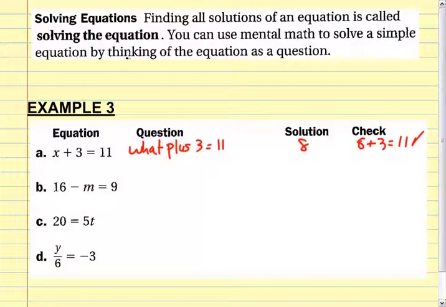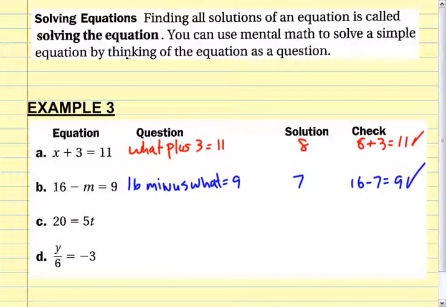Okay. Vivian, 16 minus x equals 9. How do I write that question? 16 minus what equals 9, Vivian? 7. Let's plug that in and just make sure. 16 minus 7 equals 9. Is that true? 16 minus 7? Yeah, that's good. Equals 9. Well done.